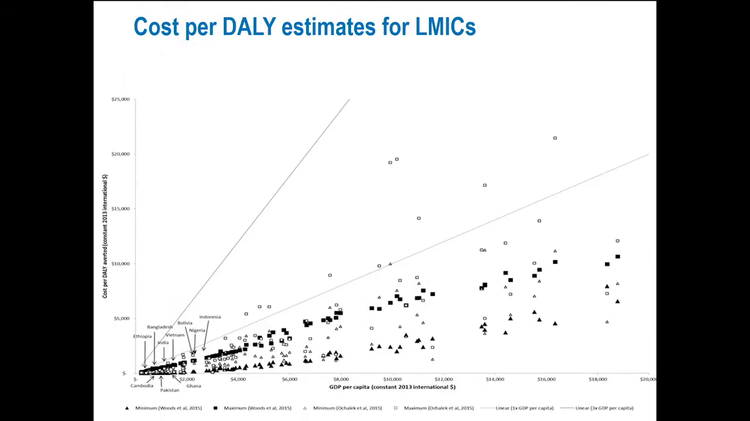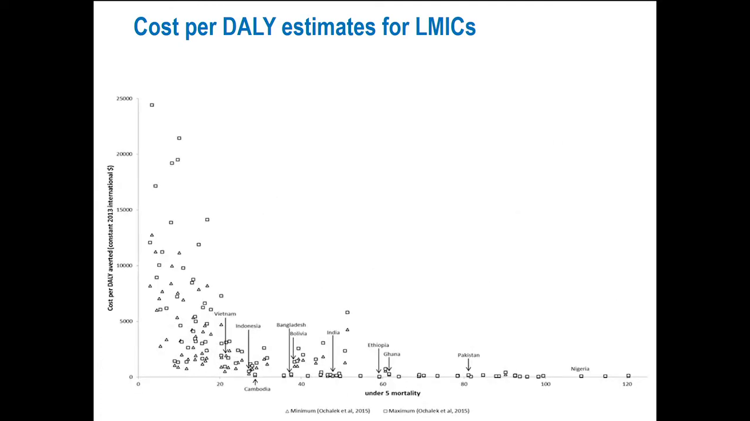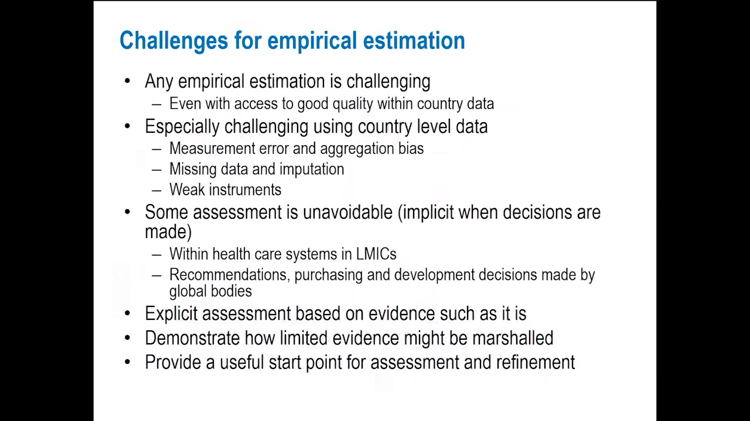If we link those impacts of expenditure on mortality to survival effects and disability effects, this is what it looks like for the low and middle income countries. Those rising lines are the 1x and 3x GDP per capita. In other words, much lower than those previous WHO norms. We can express that instead by under 5 mortality rates. What you can see is that for some countries, those cost per DALYs are very low when their under 5 mortality is very high, which is exactly what we'd expect.